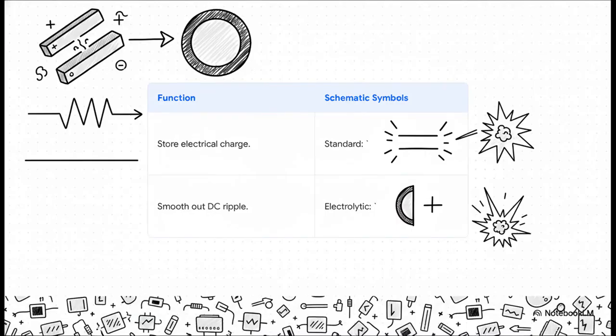So its main gig is storing electrical charge. This is super useful for things like smoothing out a bumpy power supply, turning a choppy wave into a nice flat line. You'll see these symbols for them, but pay attention. Some of them, the electrolytic ones, have a plus and minus sign. You have to hook those up the right way, or they can, well, let's just say they fail pretty spectacularly.